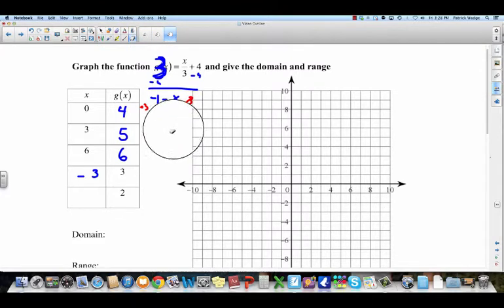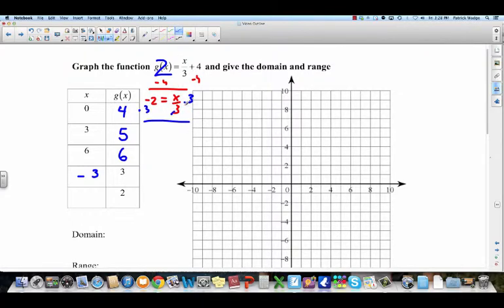Last one, sorry if this is messy, I hope this isn't confusing you. Again, this is one where we have the output, or the g of x, or the y, so this is 2. And now we have to solve this. So we're going to take 4 away from both sides. 2 take away 4 is negative 2 equals x over 3. Since this is divided by 3, we're going to multiply by 3 and multiply by 3. These cancel. You're left with x equals negative 2 times 3, which is negative 6. So this is negative 6 here.